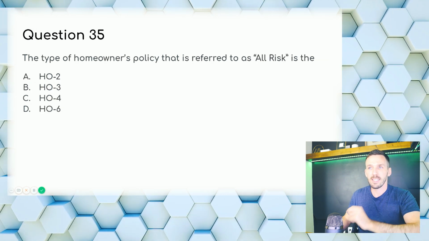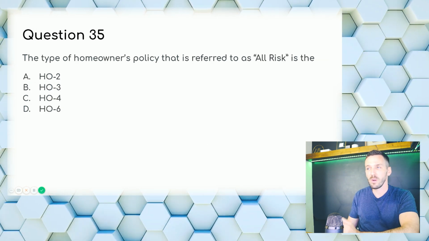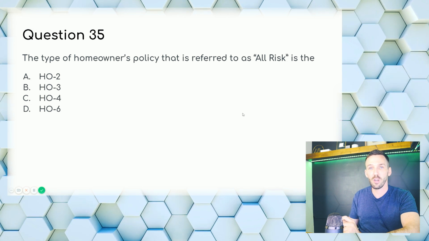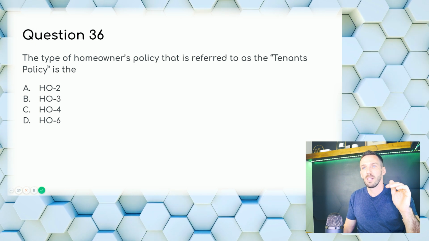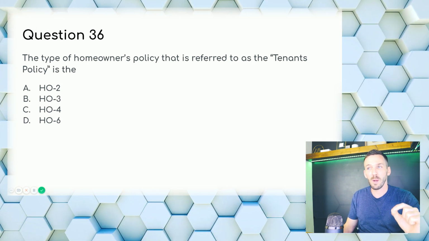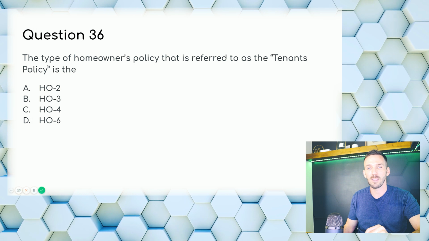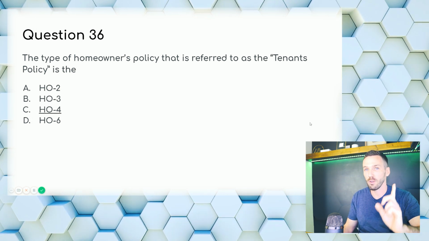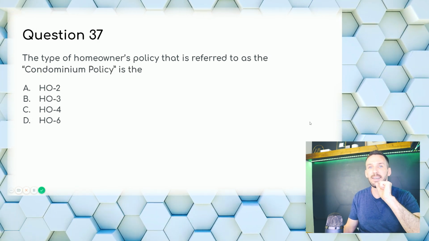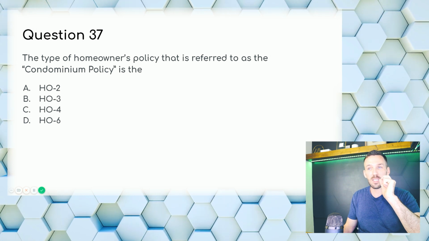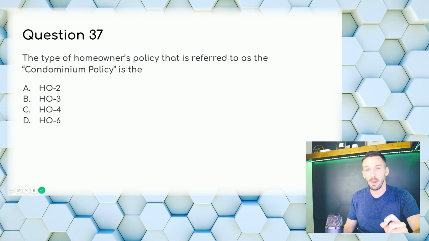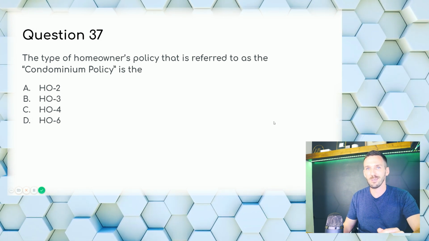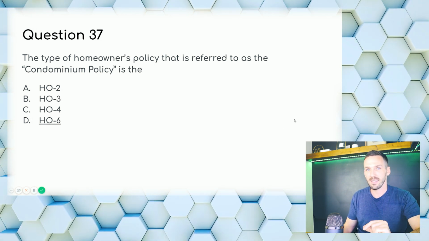Question 35. The type of homeowner's policy that is referred to as all risk is the HO3. It's your pretty standard one here. Question 36. The type of homeowner's policy that is referred to as the tenant policy is the HO4, C. Question 37. The type of homeowner's policy that is referred to as the condominium policy is, I bet you can guess this one, HO6, D.